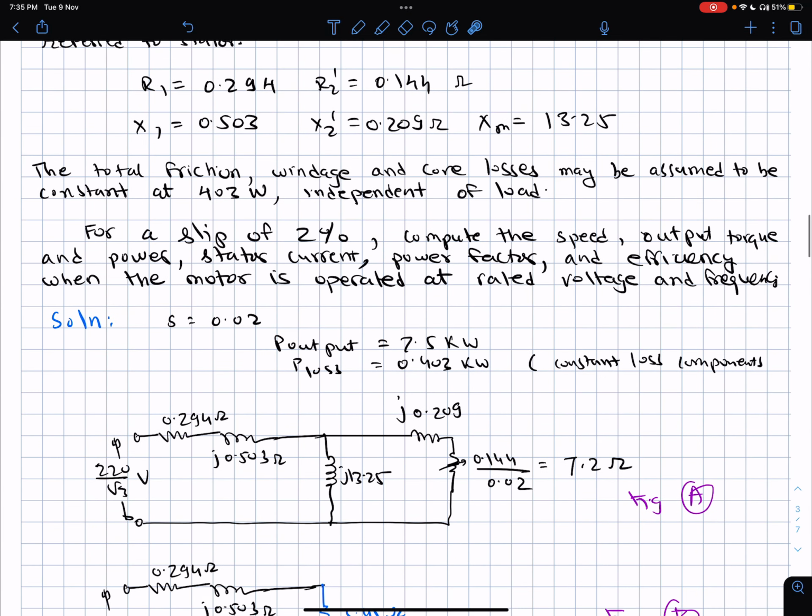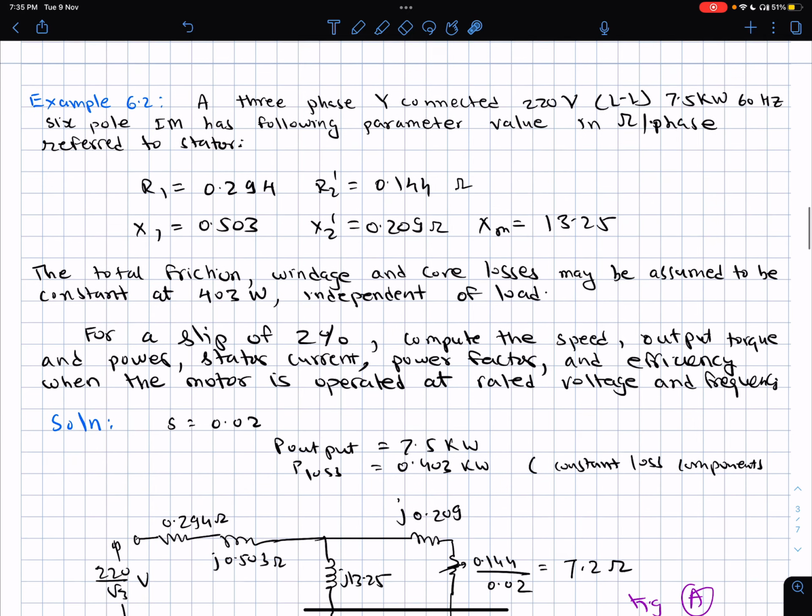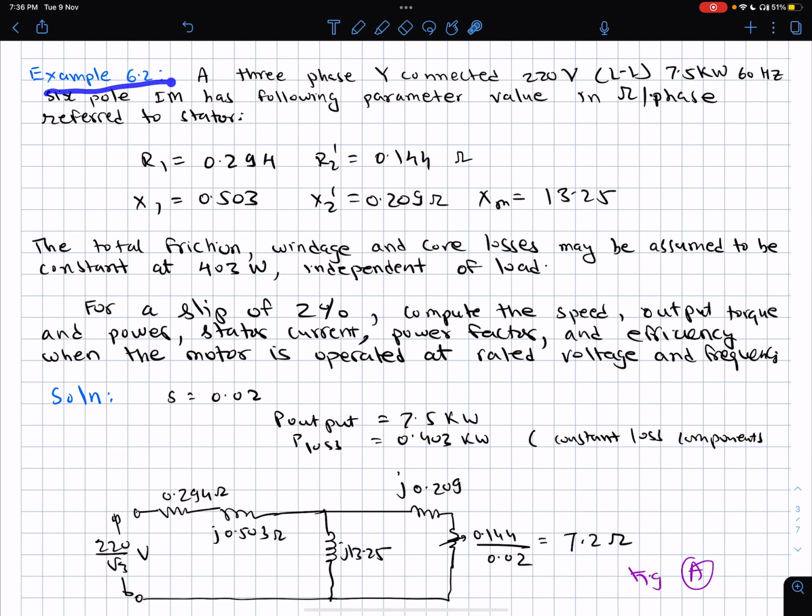Now let us take the next problem, example 6.2. A three-phase Y-connected 220 kV line to line, 7.5 kilowatt, 60 hertz, 6-pole induction machine motor. This is all the nameplate rating of the machine. It has parameter values in ohms per phase referred to stator: the stator resistance, the stator leakage reactance, the rotor resistance, the rotor leakage reactance, and the magnetizing reactance.